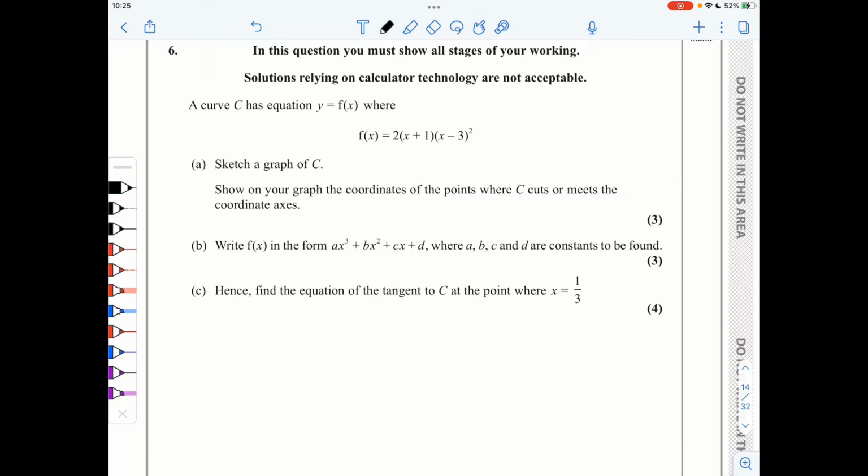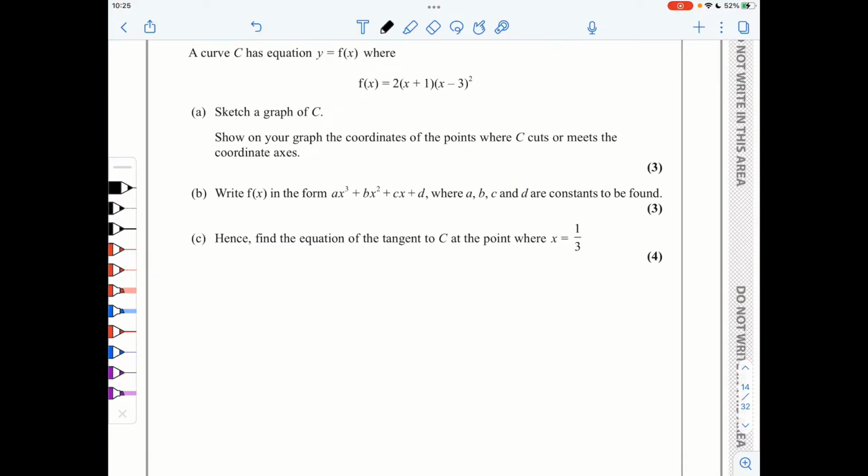In question 6, we start off with an equation f of x. It's 2 brackets x plus 1 brackets x minus 3 squared, and we need to sketch the graph of C showing all the cuts or meets with the coordinate axes. So let's first investigate exactly what we're dealing with here. If we expand this, it's going to be a cubic with a positive coefficient for x cubed. So the shape will be something like this.